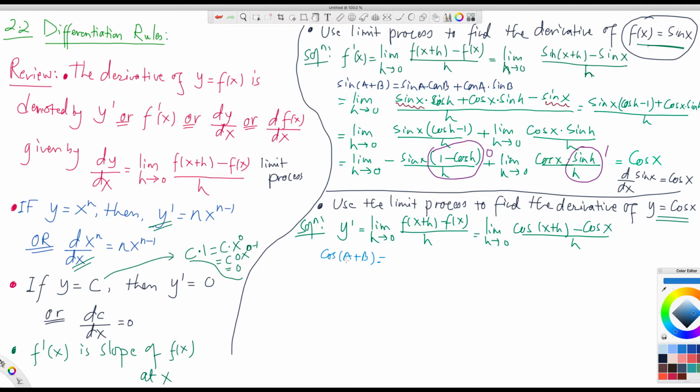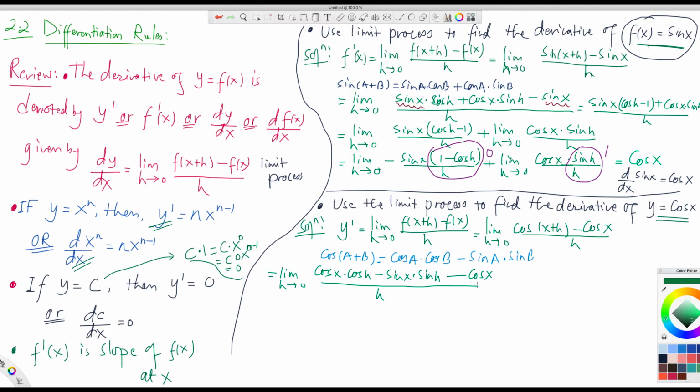You cannot distribute cosine a plus cosine b, okay? The formula is cosine a times cosine b minus sine a times sine b. This is the formula for cosine a plus b. So now I want to use that formula for the first term. That will be limit h tends to 0, and then cosine x plus h is cosine x times cosine h, and then minus sine x times sine h, and then minus cosine x, divided by h.